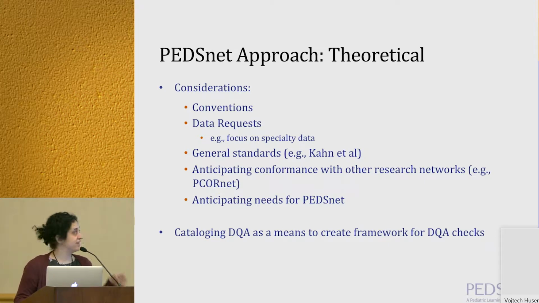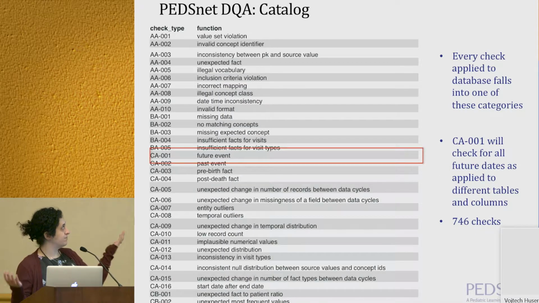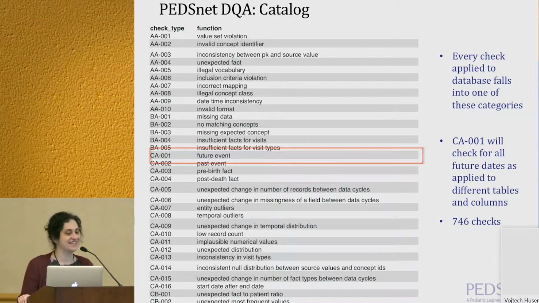And so what we started was the creation of a whole bunch of checks, and then we stepped back and said, okay, now we need to actually think about organizing this in some way. And so that led to our PEDSnet DQA catalog. Here we list all of the different kinds of checks that we're doing.